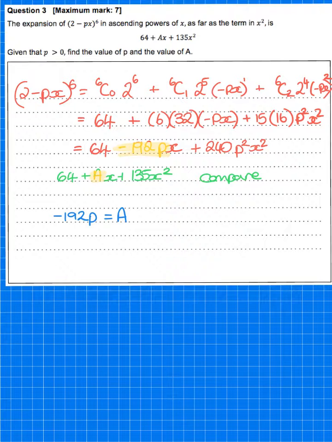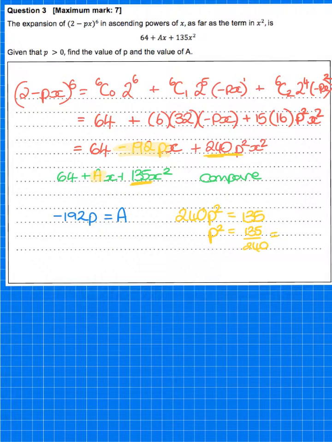Okay, we also know that the coefficient of the x squared, which is 240p squared, has got to be equal to the coefficient of the x squared here, 135. Now, in this first equation, we've got two unknowns, p and a. Can't do anything with that just yet. But in the second yellow equation, I've just got one unknown, p. So what I know is that p squared is going to be 135 over 240.